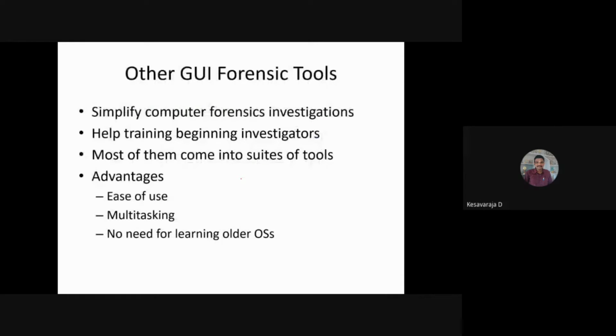So other forensics tools, simply computer forensics investigation, help training for beginning investigators. Autopsy is a very easy tool, but the basic training is needed: how to create an image file, then how to analyze the basic activity. For example, if you are opening an image file, it's very easy. After that, you can perform keyword search. So what are all the keywords that are important?